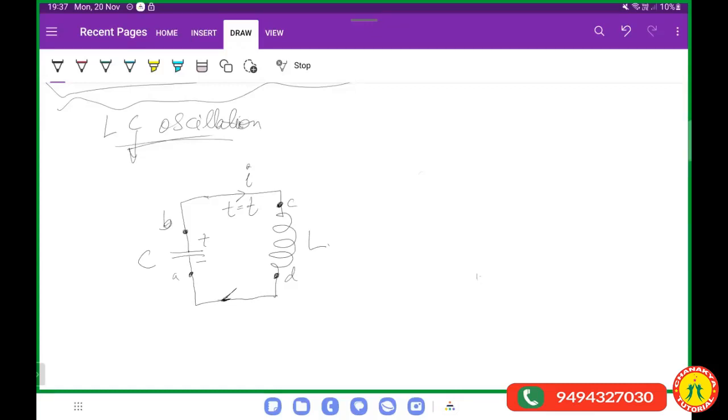So this is your electric field in the capacitor, and the inductor coil is a magnetic field. This is the ideal condition. There is a transfer of energy, it keeps oscillating from here to here: A B C D A B C D A B C D.